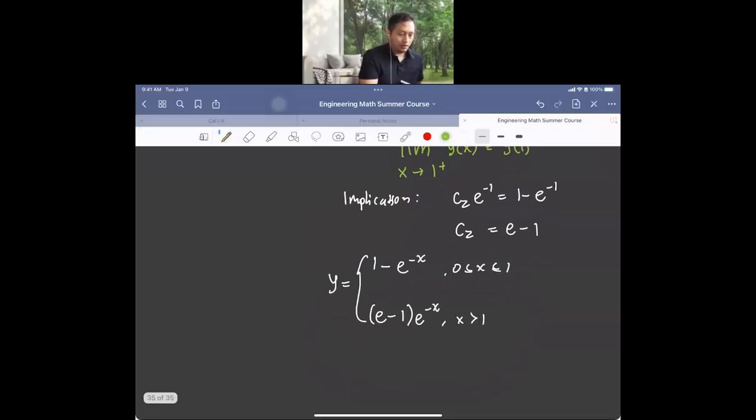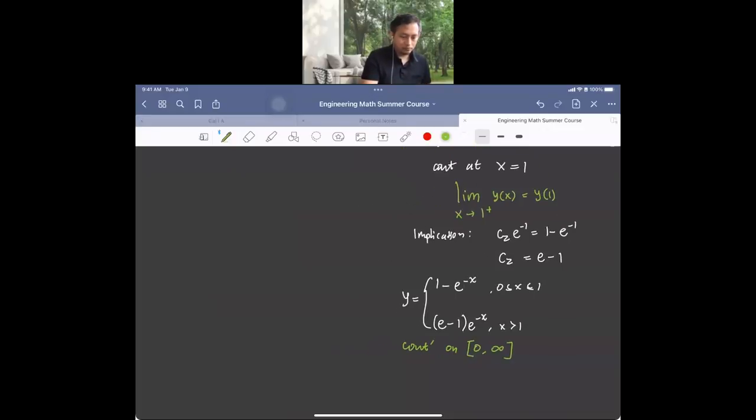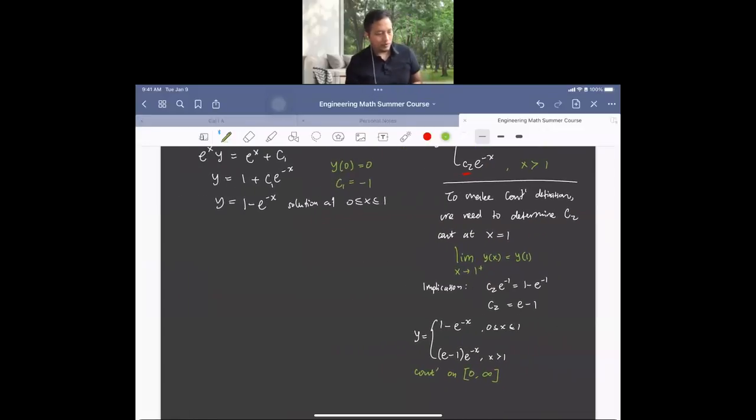And then the final solution that we have will be continuous on 0 to infinity. Okay, so piecewise is also a case.